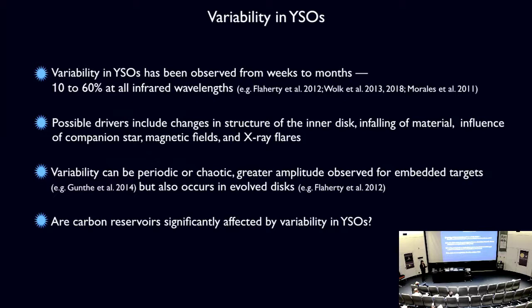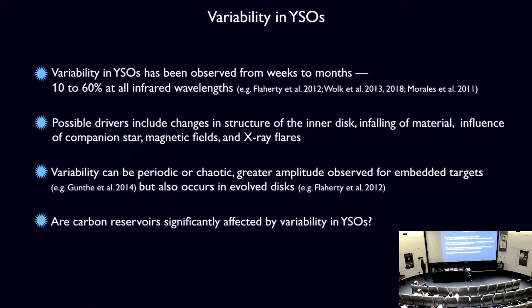Now I'm going to shift a little bit and talk about variability and what that means, because that's the focus of this talk and an inspiration for a new kind of investigation that I've been working on. So YSOs have been observed for a long time to be variable. We think of young stellar objects evolving over very long time scales, but they've actually been observed to be variable in certain parameters from weeks to months, and we see this too in some of the data.